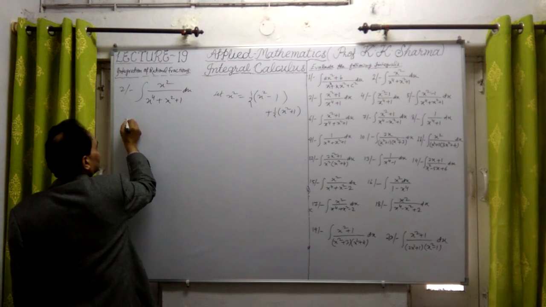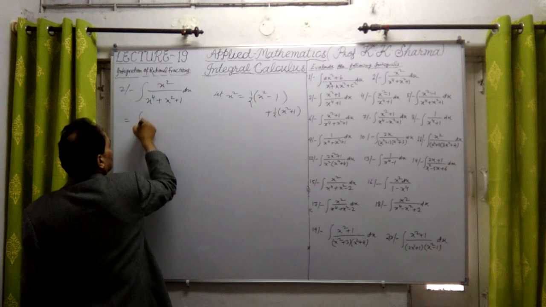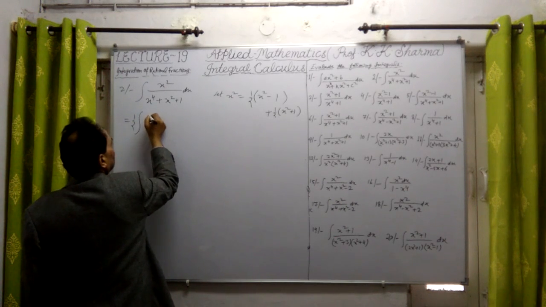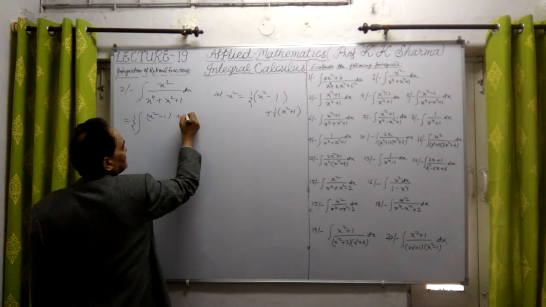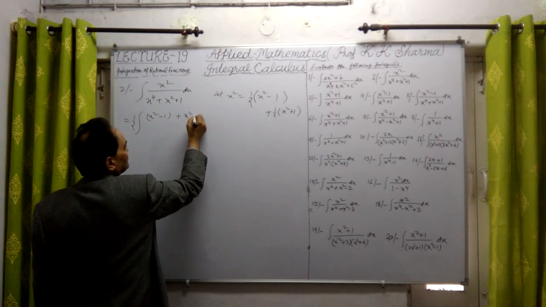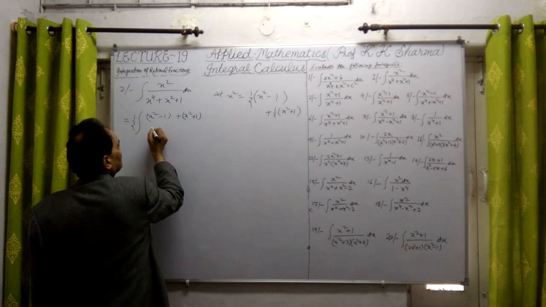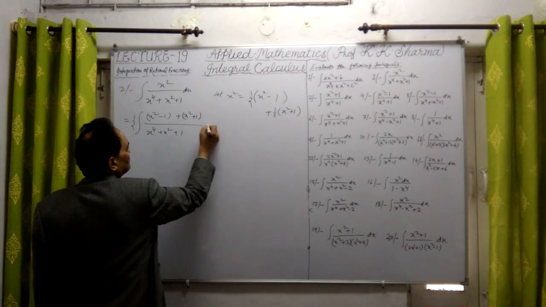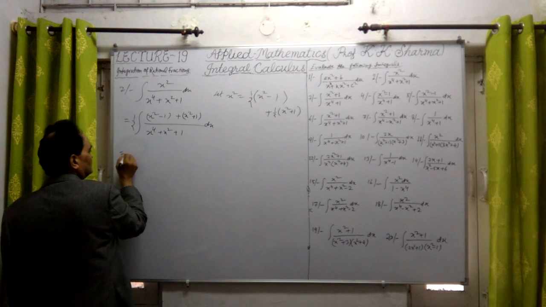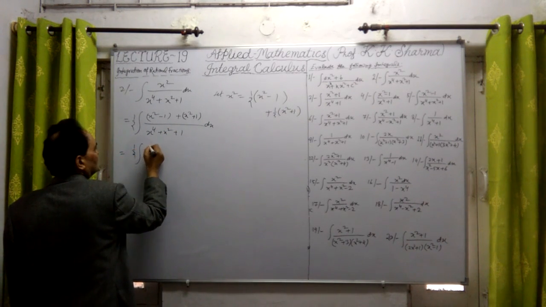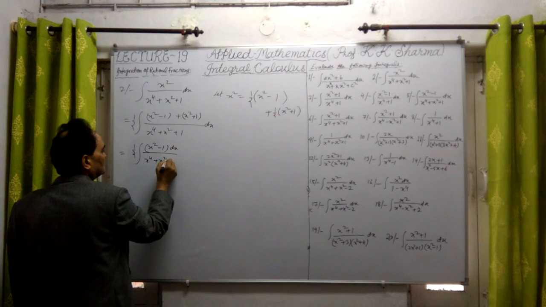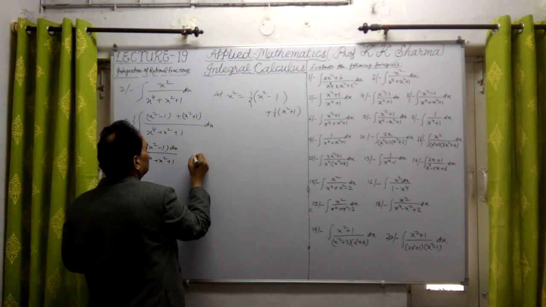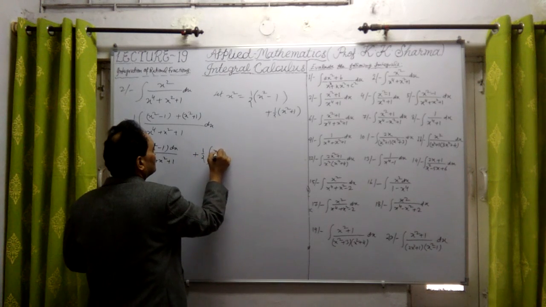So let me write here. This implies that the integration is one half, which we take common here, of x squared minus 1 plus x squared plus 1, divided by x to the fourth plus x squared plus 1 into dx. Now, if I separate them, it will be x squared minus 1 into dx divided by x to the fourth plus x squared plus 1, and the second is one half integration of x squared plus 1.